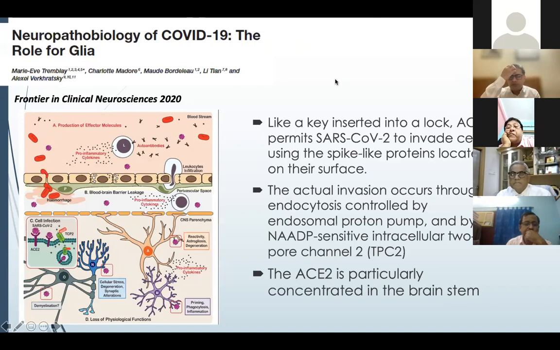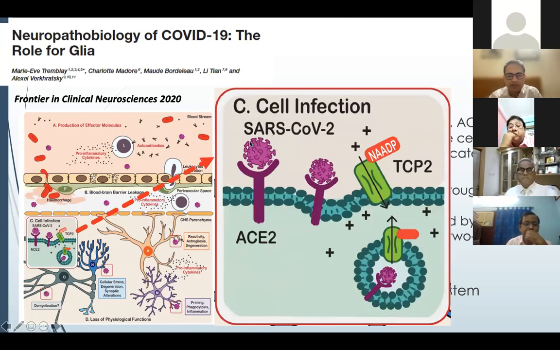Now, as we mentioned initially, these ACE2 receptors receive the spike proteins, which are like a key going into a lock, opening the lock and gaining entry into the cell. But the actual invasion occurs through endocytosis controlled by the endosomal proton pump and by NAADP-sensitive intracellular two-pore channels called TPC2. So this is an illustration of the same. Though entry into the cell goes through the ACE2 receptors, the actual invasion occurs through these TPC2 receptors into the endoplasmic reticulum.